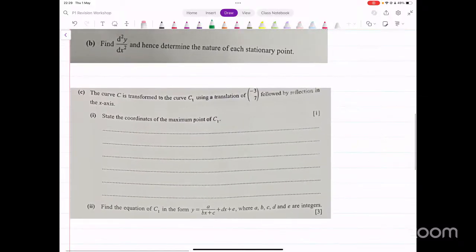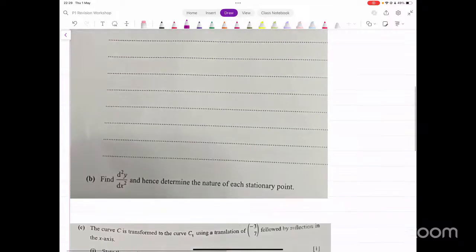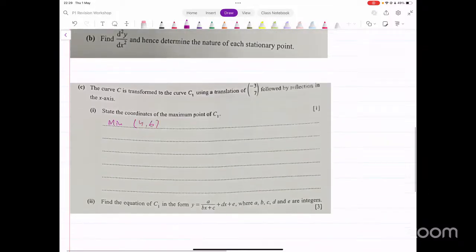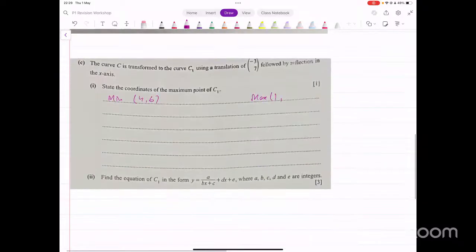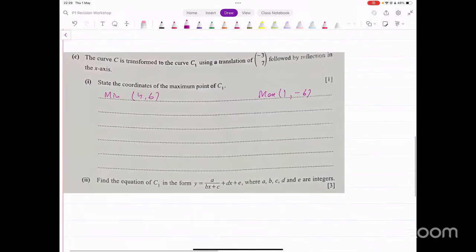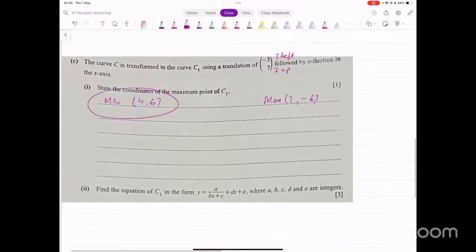Now, what happens here? You're doing a translation of (-3, 7) followed by a reflection in the x-axis. Let's consider both of those points. Keep in mind what they were originally. The minimum point was (4, 6) and the maximum point was (1, -6). Now, what's the transformation? First of all, you have to do a translation of (-3, 7). That means you go 3 units left and 7 units up. So where does this point go first after that translation?